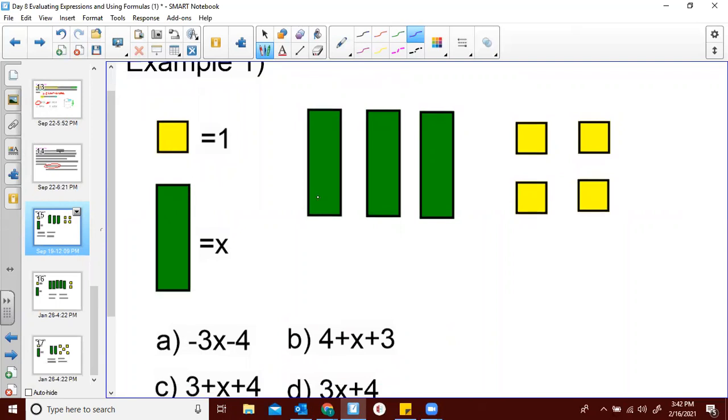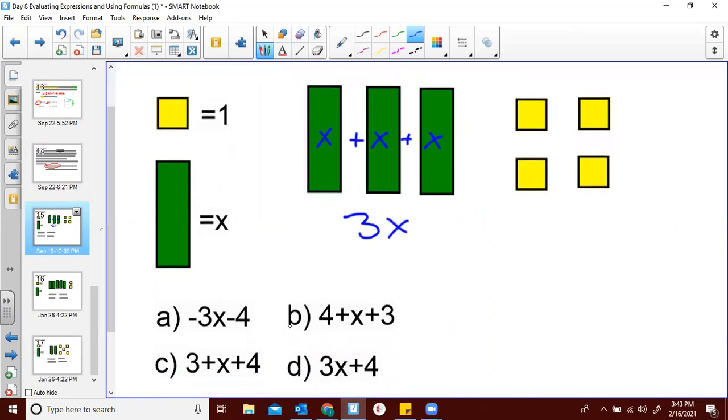So we know each green rectangle is an X. And what we're doing is we're actually adding them. So when you add an X, you get 1X plus 1X plus 1X, which will give you 3X. What I like to do is just pause real quick and look down here. All right, you have a negative 3X, so that's no good. You just have an X, which is no good, and an X, which is no good. So D is probably our answer.